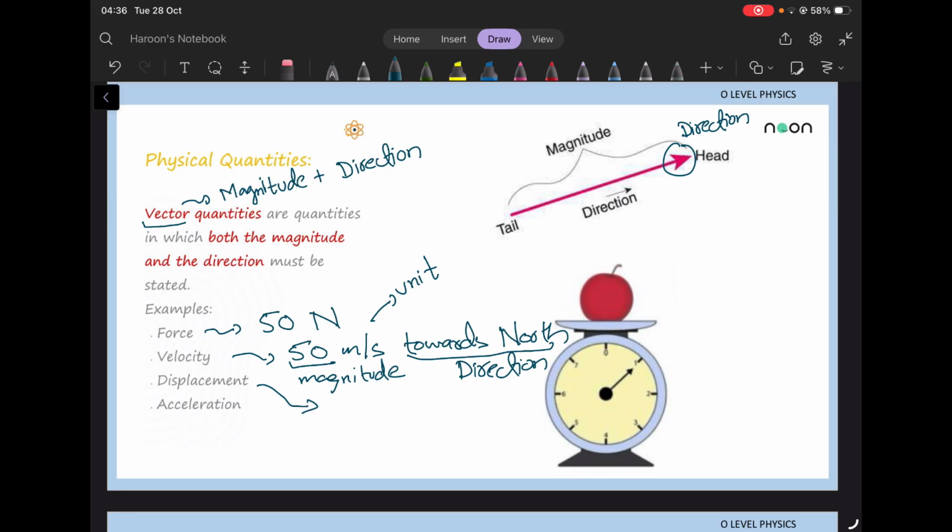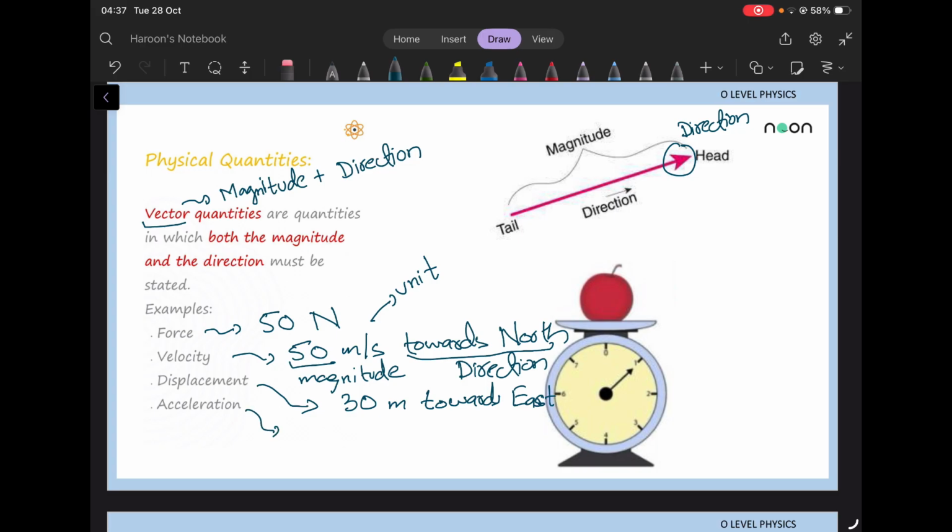Displacement is basically length in a specific direction, distance traveled in a specific direction. So let's say 30 meters towards east. So this towards east would be the direction, and 30 would be the magnitude.